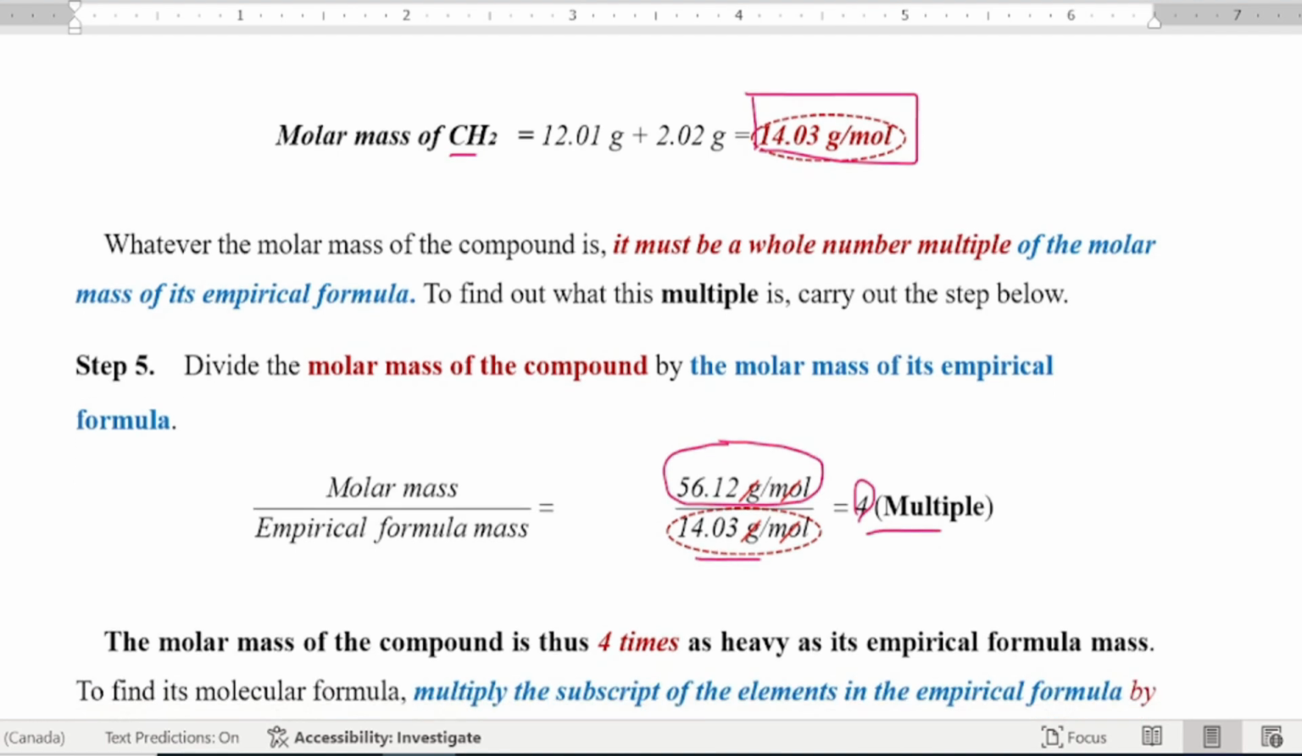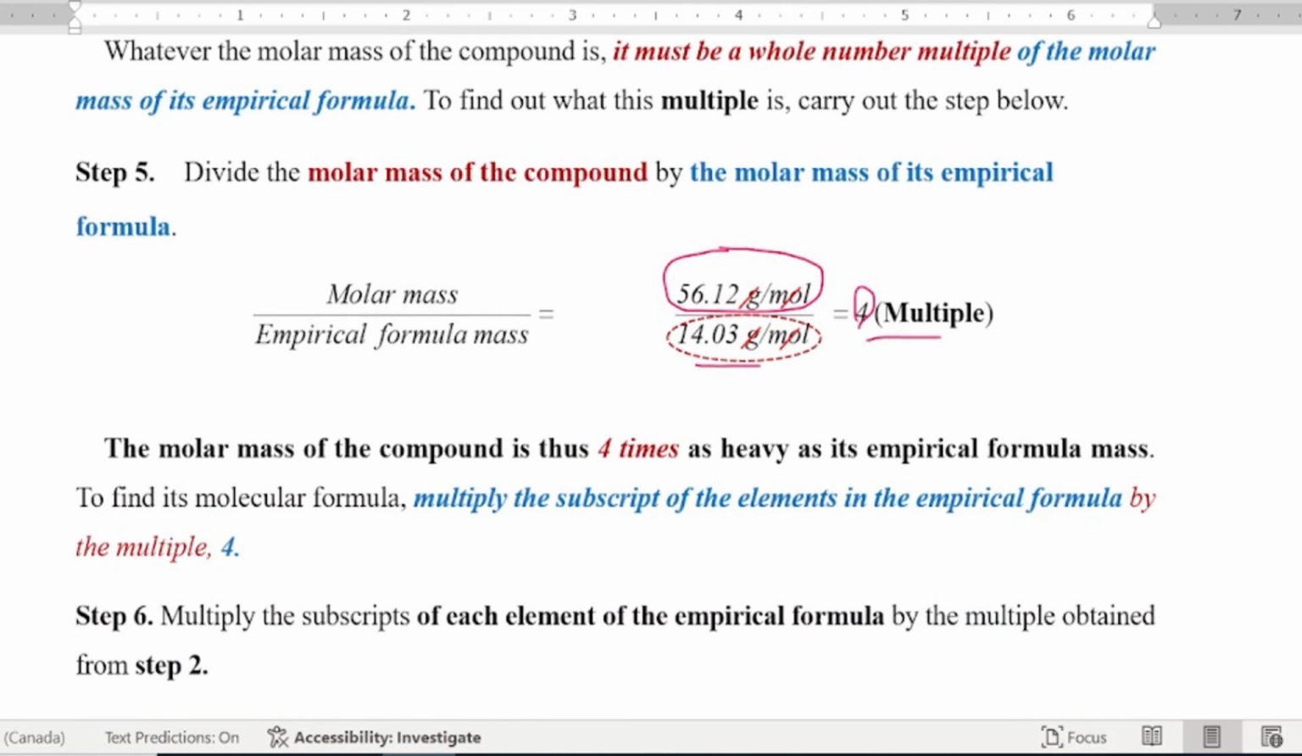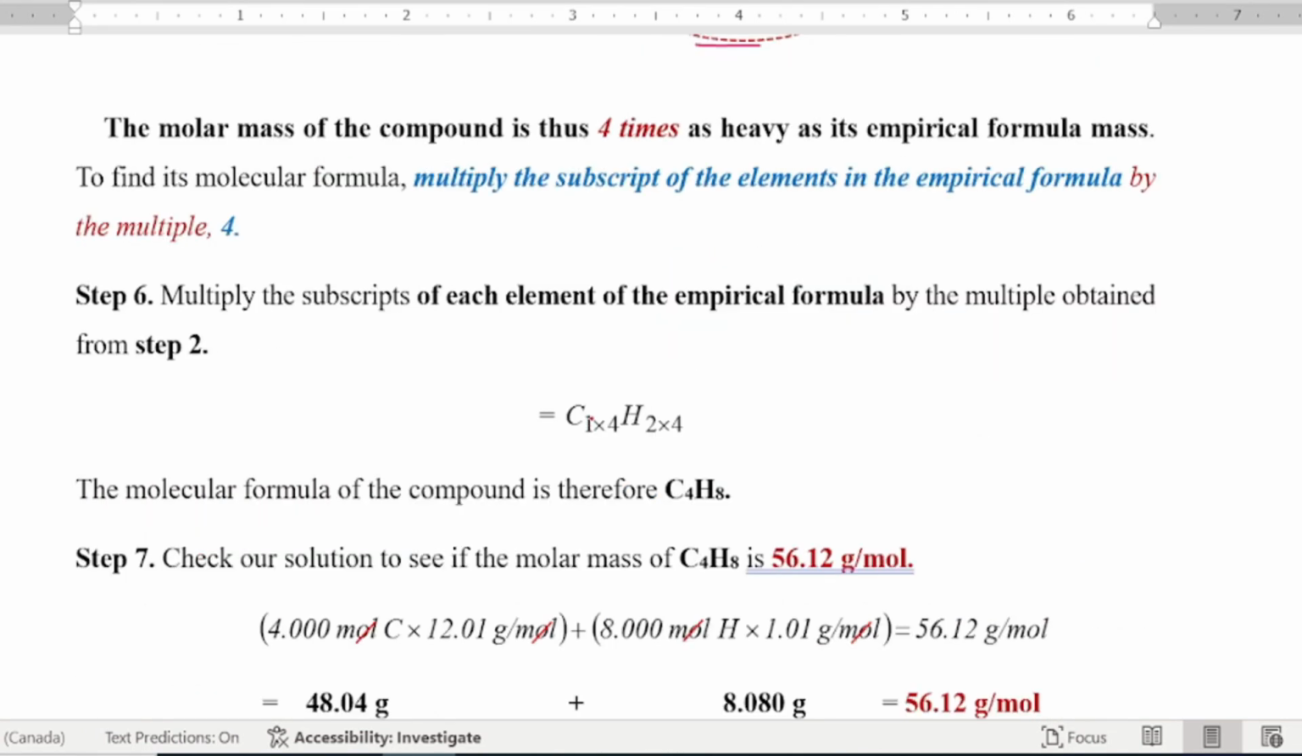You take this multiple that you have here, right, and you multiply the subscript of each element by 4. You know carbon is 1, multiplied by 4. Hydrogen was 2, multiplied by 4. So you end up with C4H8. This is the formula that you're talking about of the compound.